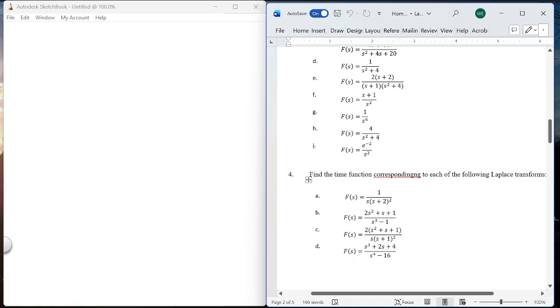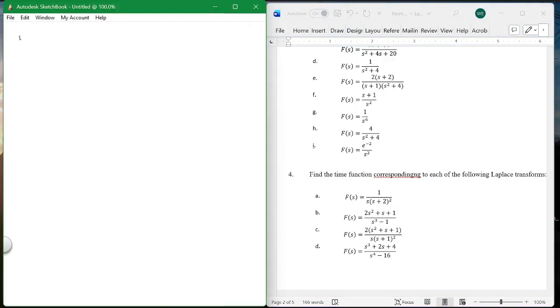So this is one where you have to, so 4a, so it's 1 over s times s plus 2 quantity squared. Well, that is equal to A over s plus B over s plus 2 plus C over s plus 2 quantity squared. That's the expansion of that. Okay? And that's easy for the A term and for the C term, but for the B term, it's not.